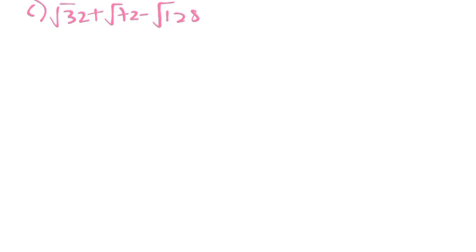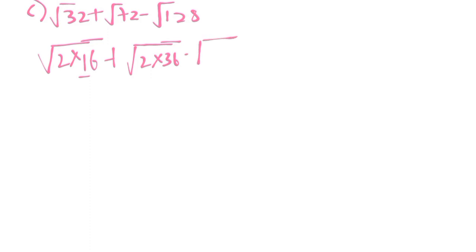So that means you factor 32 like this: 2 times 16, since this is irrational, giving an irrational number. Then 72 as 2 times 36, and 128 as 2 times 64.